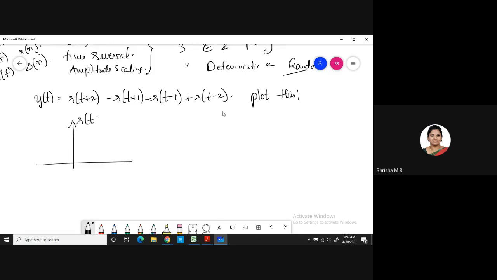So you have r of t plus 2. So r of t plus 2 means from where will the signal start? Minus 2. So k is positive, that means left shifting, the signal is occurring 2 seconds earlier. So amplitude at minus 2 is 0, amplitude at minus 1 is 1, amplitude at 1 is 2, amplitude at 2 is 4, sorry, at 2 is 3, at 3 it's 4.